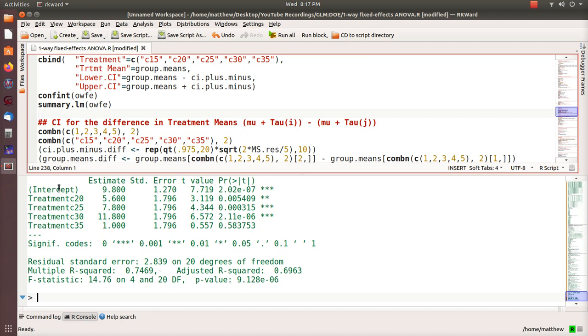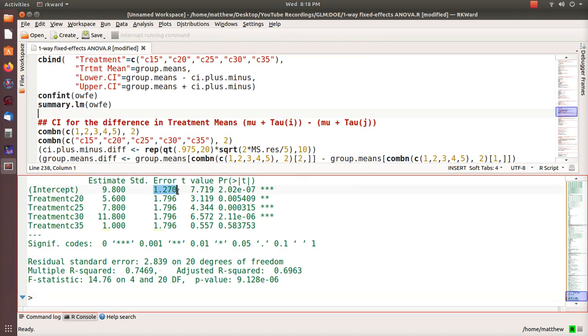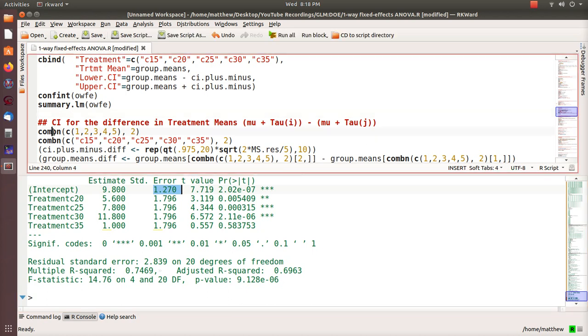Okay. Oh, and I'm printing this. I printed the ANOVA table, because on the intercept it produces the standard error for that one effect. And notice it's 1.27, and that's what I was referencing earlier. So that's the value. Now this 1.796, that's actually the standard error associated with the difference between two treatment effects, and that's what we're getting to do now.